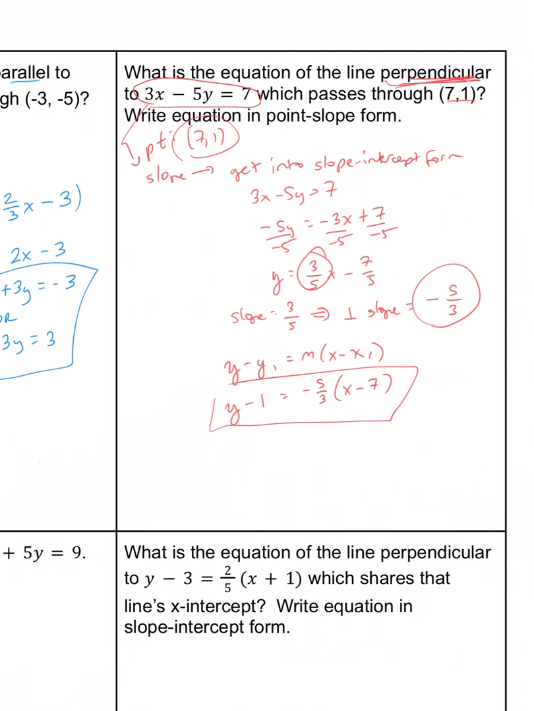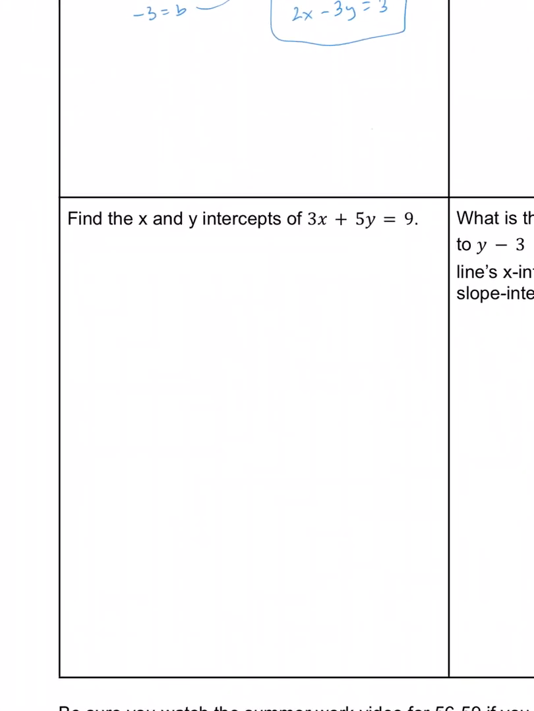Now, finding x and y-intercepts. So you may recall in the beginning of class, we talked about x and y-intercepts and that they are places where the line crosses the x and y axis. And that every x-intercept has to have a y value of 0, and every y-intercept has to have an x value of 0. So if we're given the equation of a line and we want to know what the intercepts are, the way we do that is if we want an x-intercept, we're going to let y equal 0 and solve for x.